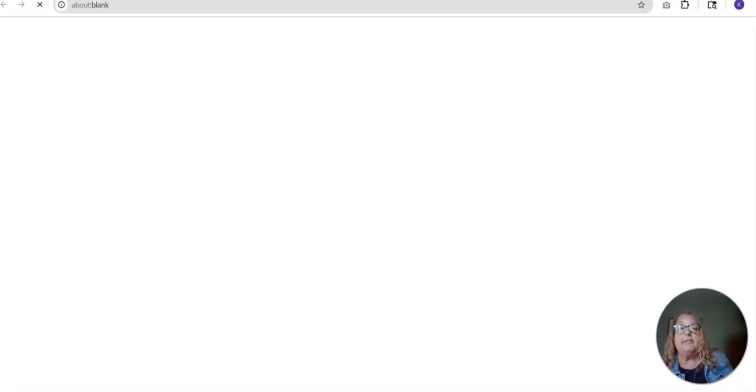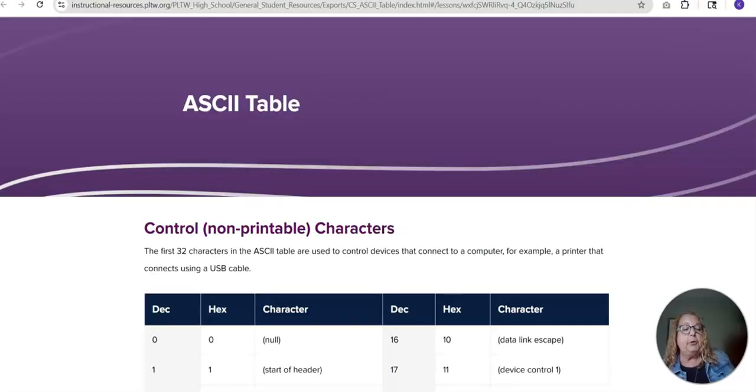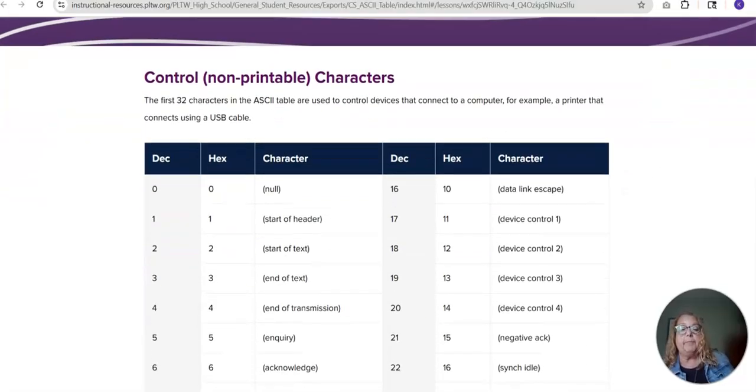Maybe, if I can get it to load. Sorry, my internet's poor. Okay.